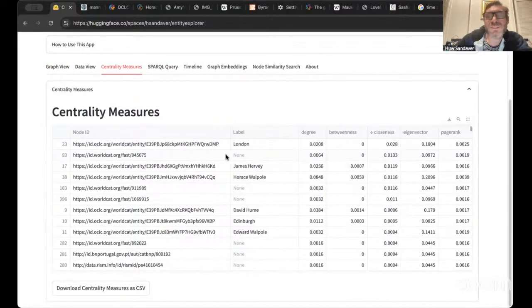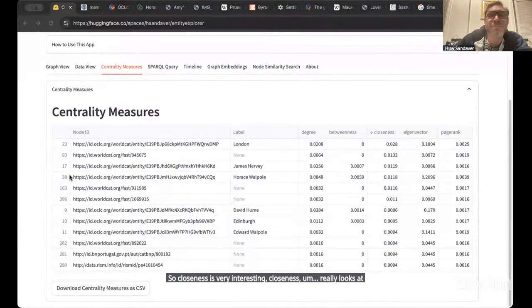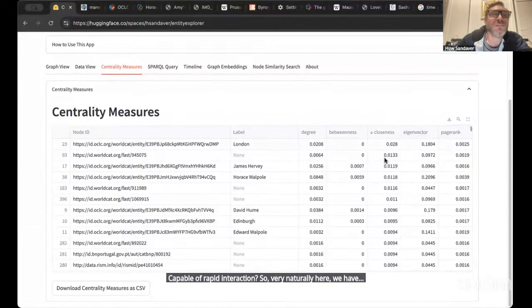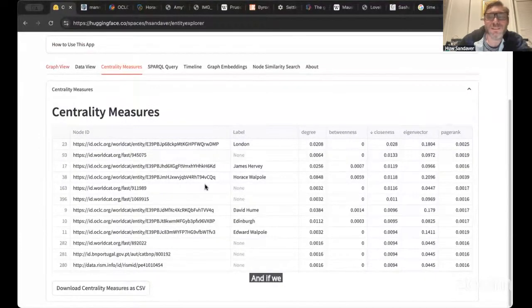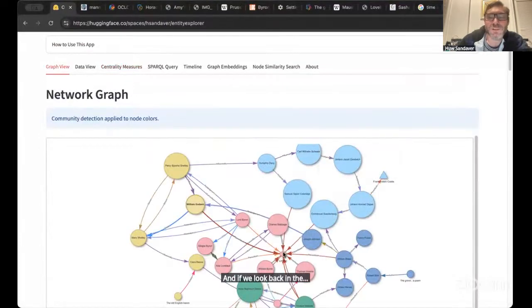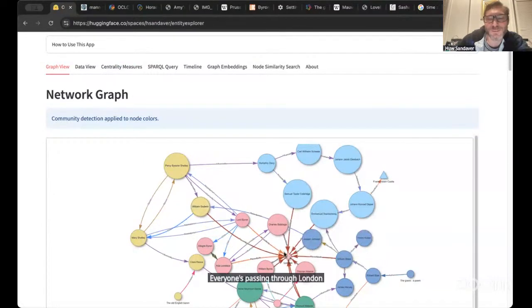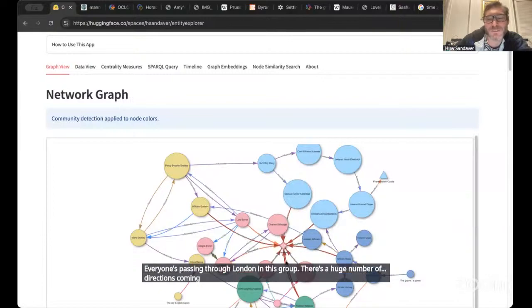So closeness is very interesting. Closeness really looks at nodes that are capable of rapid interaction. So very naturally here we have London. And if we look back in the visualization, yes, everyone's passing through London in this group. There's a huge number of directions coming out of that node.